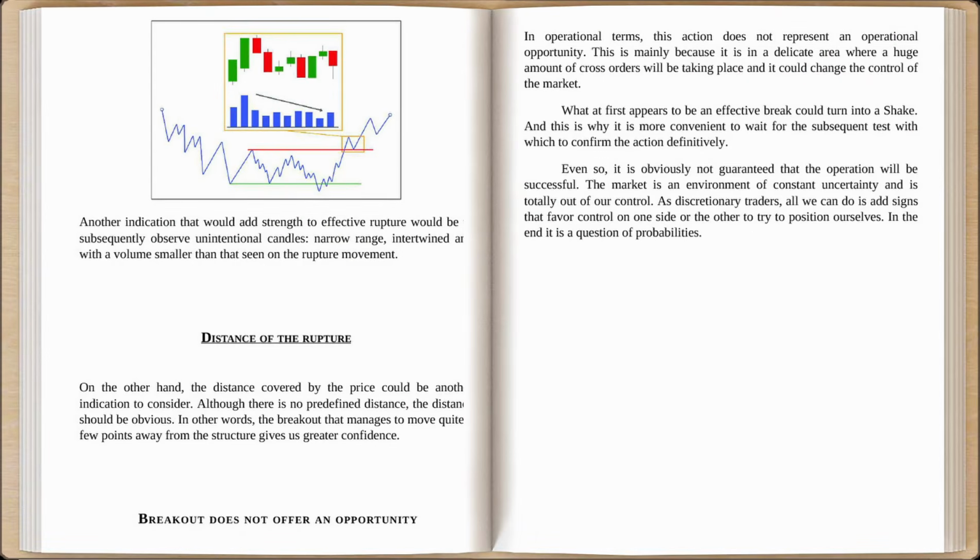Another indication that would add strength to an effective rupture would be to subsequently observe unintentional candles, narrow range, intertwined and with a volume smaller than that seen on the rupture movement.